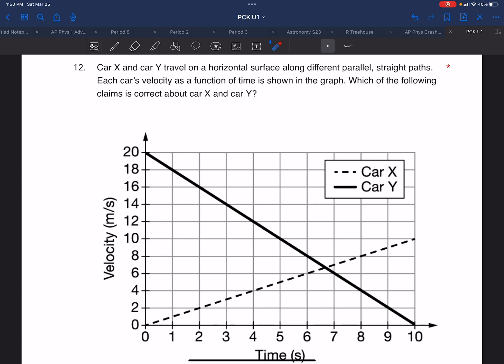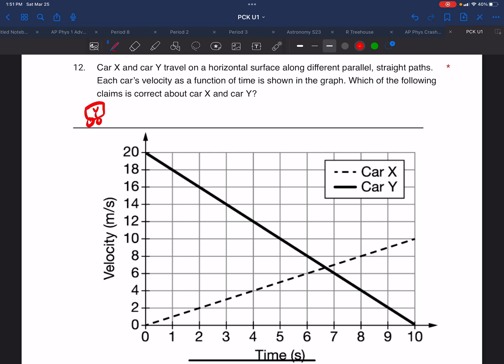We have two cars. We're given that there are two cars, and these cars are traveling on straight parallel paths. So let's start out with car Y. We'll draw a car Y like so.